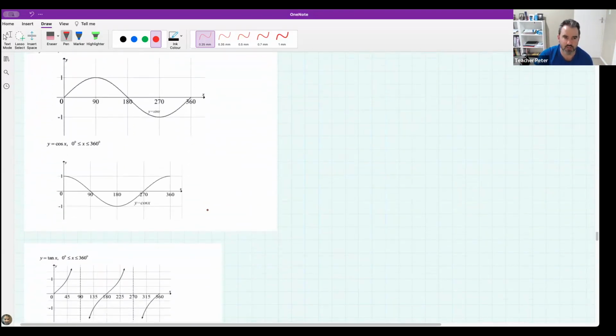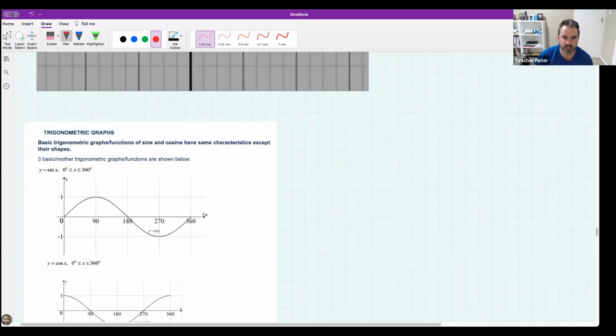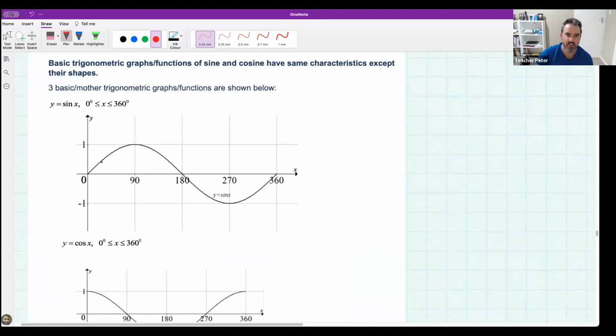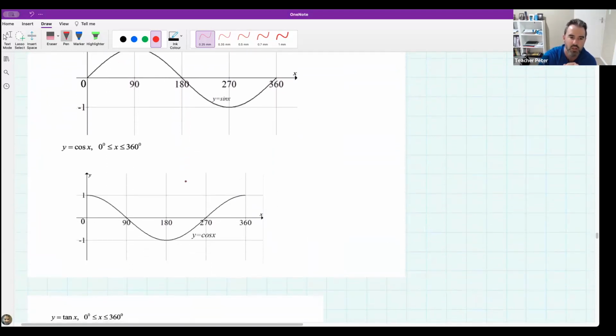Okay, so the basic trig functions, we just looked at the graph of y equals sine x. So you can see what that looks like. And then you also need to know what the graph of cos x looks like. And you'll notice that cos is just a bit different. It starts on 1, and then it goes down to 0, down to -1, and up and up.